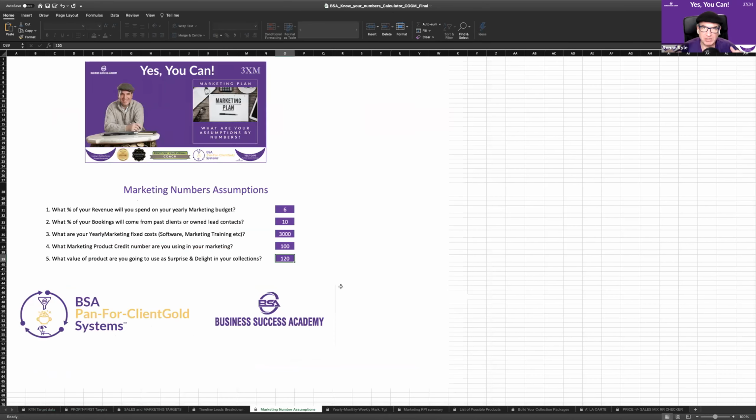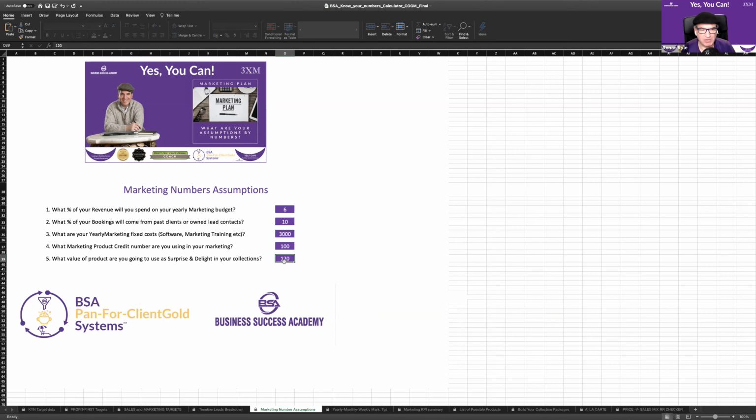So the next step then is working out your marketing budget. And we did this last week as well. All the logic behind these numbers is explained in that. So what percentage of your revenue are you giving to your marketing budget? What percentage of your bookings are going to come from past clients that you already own the data, whether they were a lead or a client? What your fixed marketing budget is, what your product credit is, and we'll deep dive into that today as to what that means.